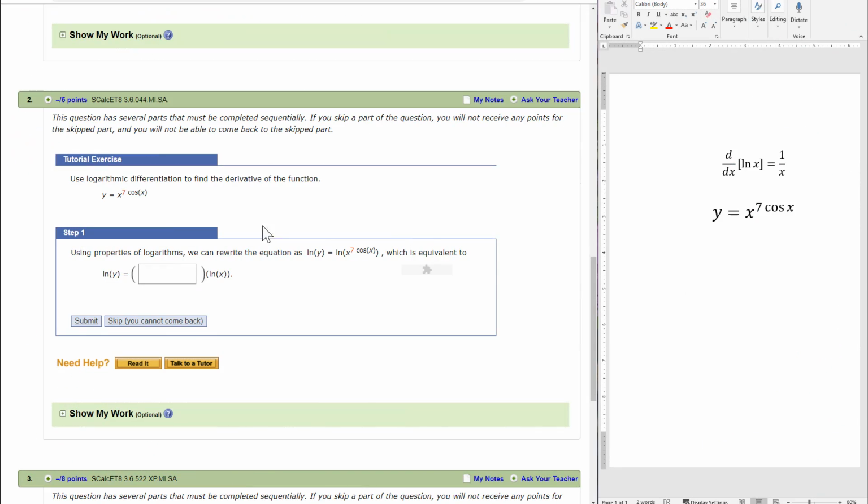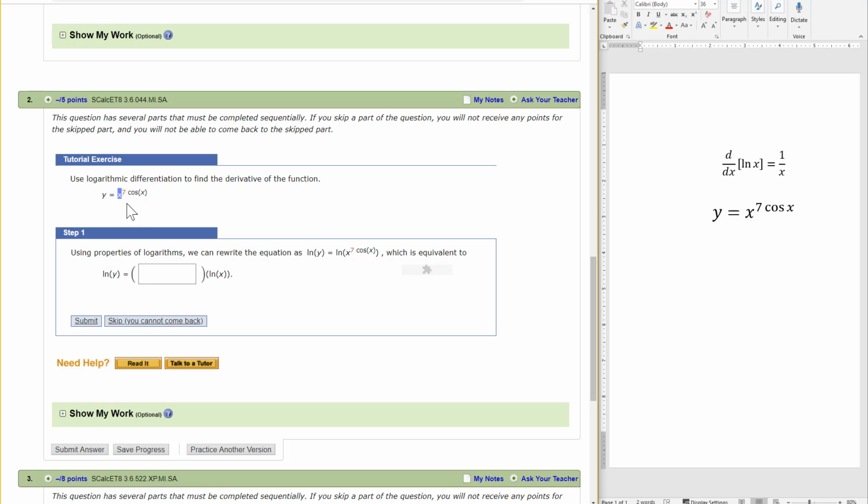This is a problem from your lab assignment, section 6.3. This is problem number 2. It says to use logarithmic differentiation to find the derivative of this function, and our function is y equals x raised to the 7 times cosine x. So 7 times cosine x is a power.